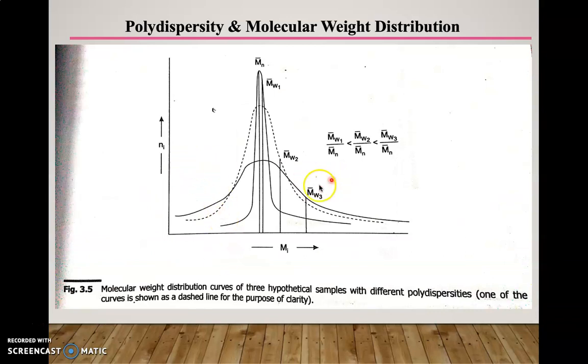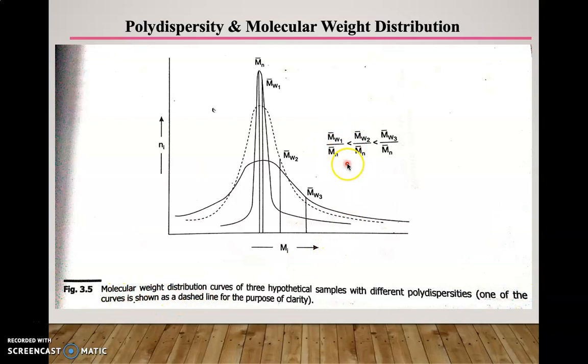This is another figure, again showing samples with the same Mn value, but their dispersity patterns are different. As you can see, the broader peak is this M3. All the Mn values are pretty much the same in all these cases. So we can understand the dispersity pattern much better from the distribution curve.